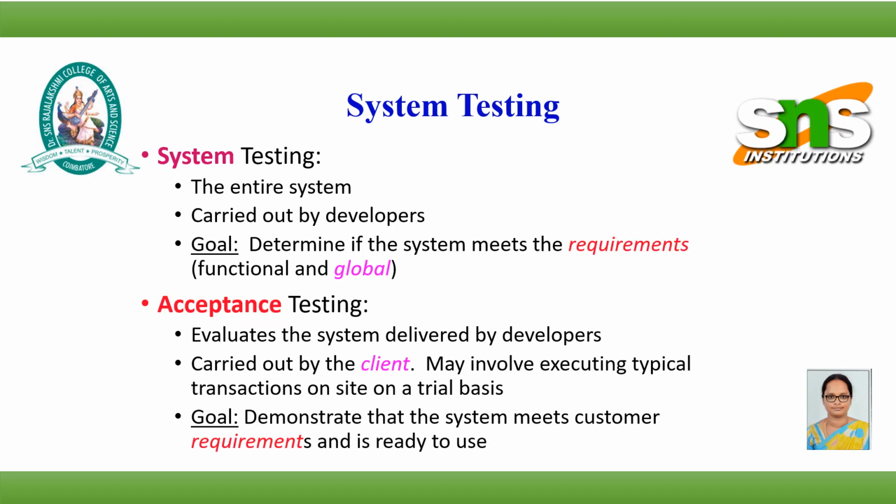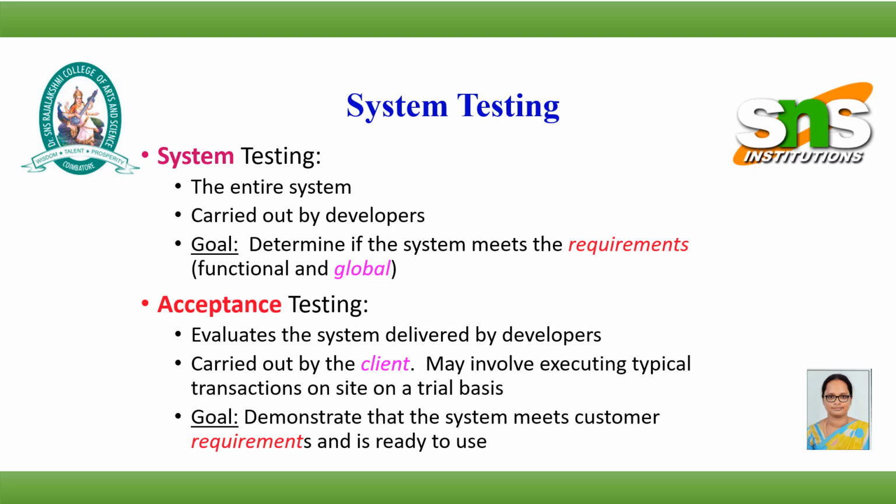Next, system testing. System testing is for the entire system, and it is also carried out by the developer. The main goal of system testing is to check that the requirements of the client are met. Here we are checking whether the client requirement is coded properly. If it is coded properly, then we can say it is a correct system.